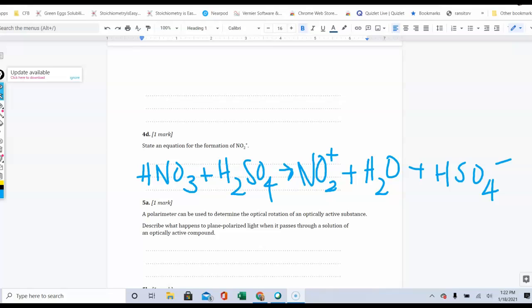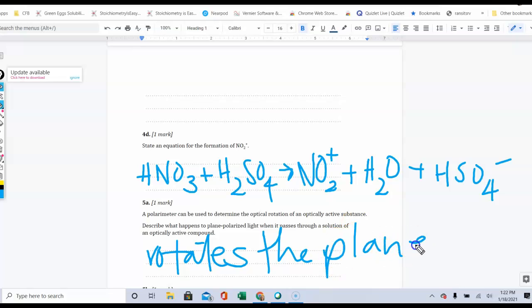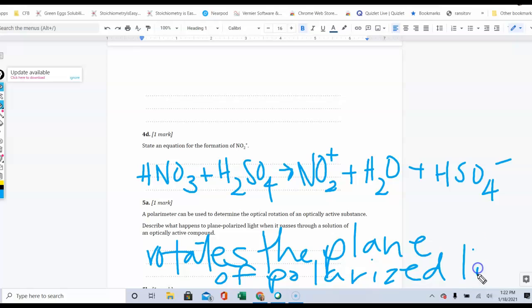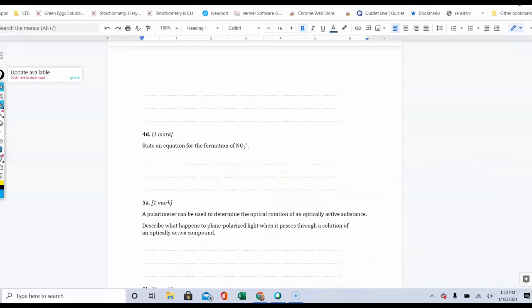The next question: a polarimeter can be used to determine the optical rotation of an optically active substance. Describe what happens to plane polarized light when it passes through a solution of an optically active compound. Simply put, it rotates the plane of polarized light, in one direction or another. Okay, easy enough. That's what it does, and that's going to be our result.